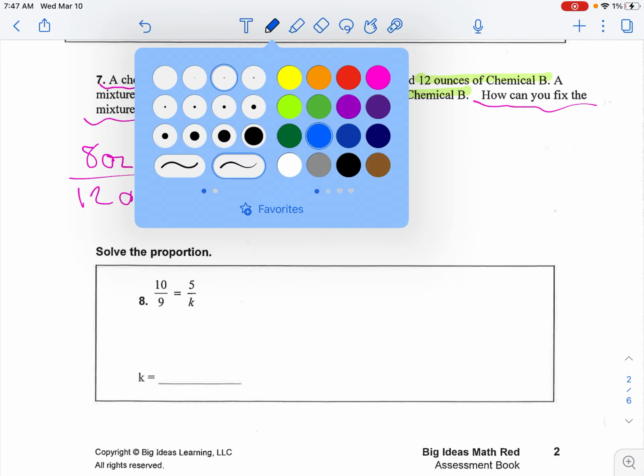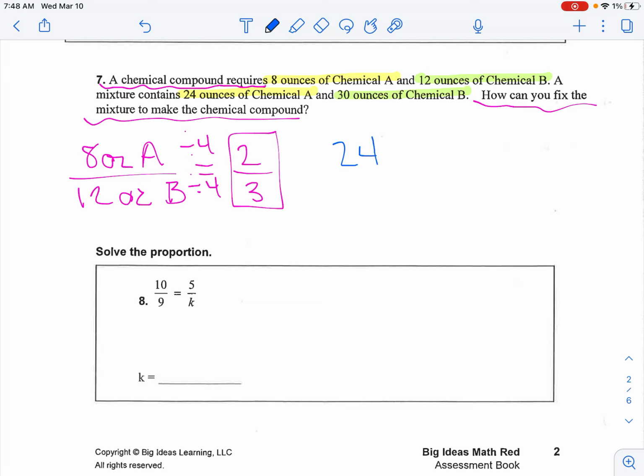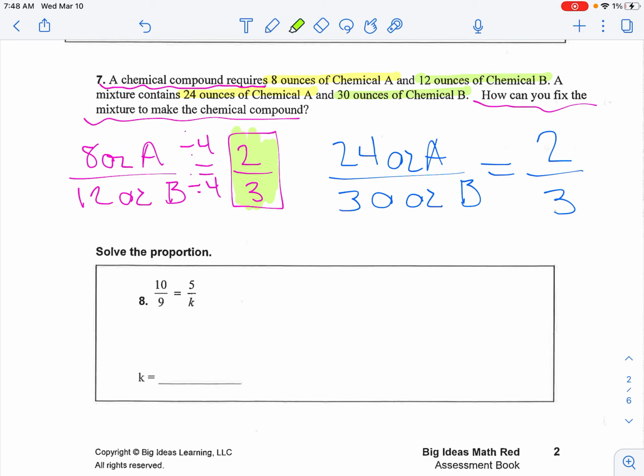Now, somebody mistakenly put 24 ounces of chemical A to 30 ounces of chemical B. How could we fix this? So I'm going to highlight over here. Remember that we need the ratio to be 2 to 3. So I'm thinking if 24 is going to become a 2, I need these numbers to be 2 to 3 over here as well.